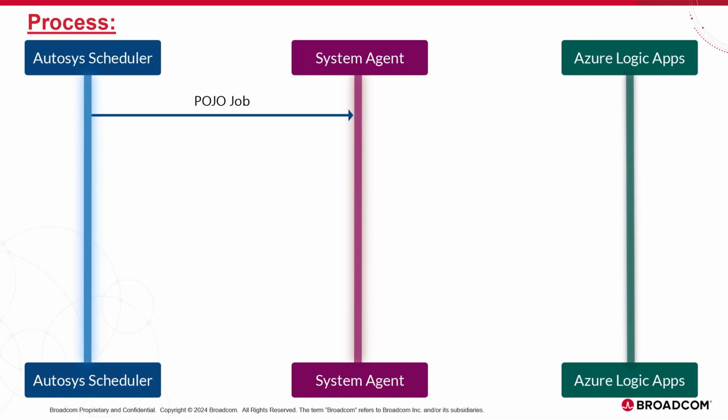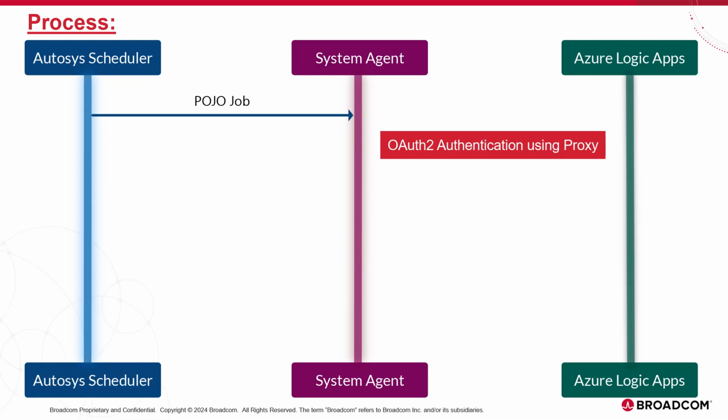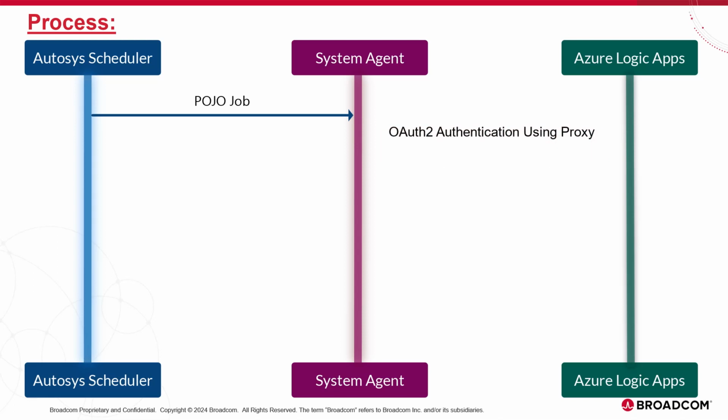In this video, we are using OAuth 2 authentication using a proxy, which uses a combination of a client ID and a client secret. AutoSys allows connections via proxy, providing additional flexibility and security in accessing Azure Logic Apps resources. Once authenticated, the agent submits the job to the Azure Logic Apps server as a POST request.